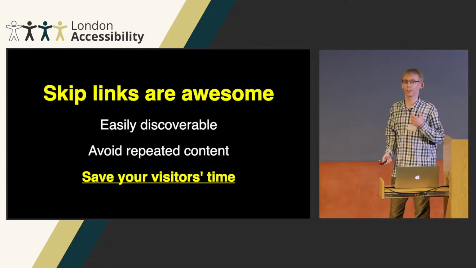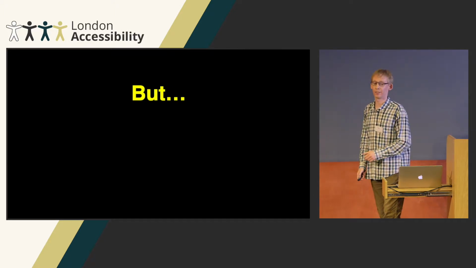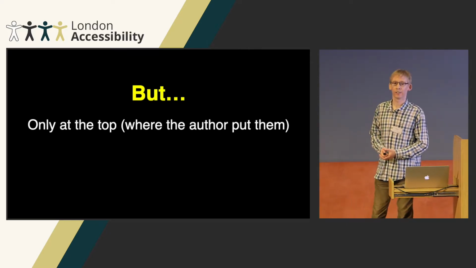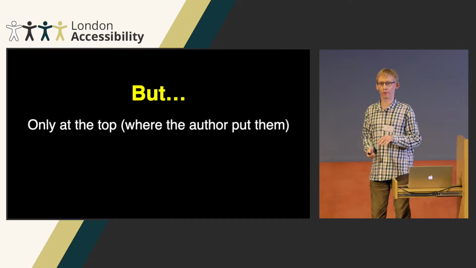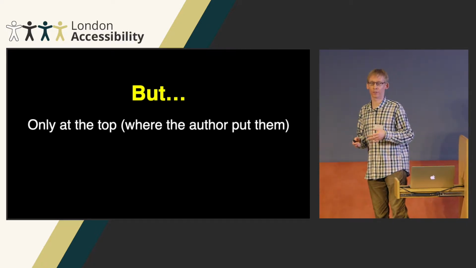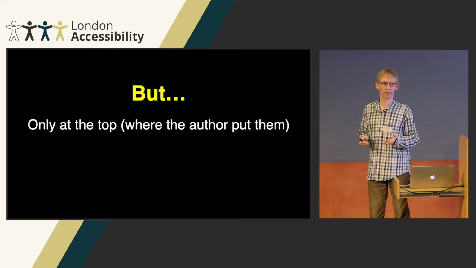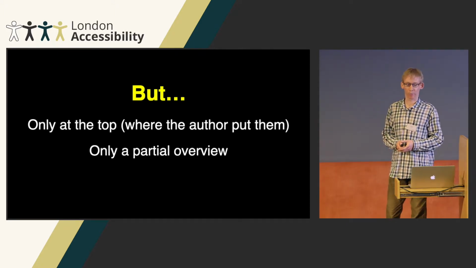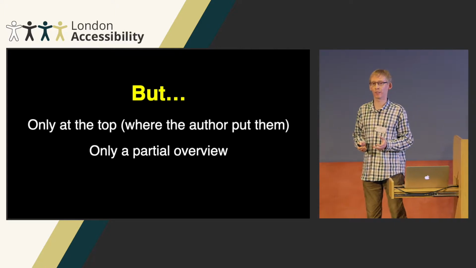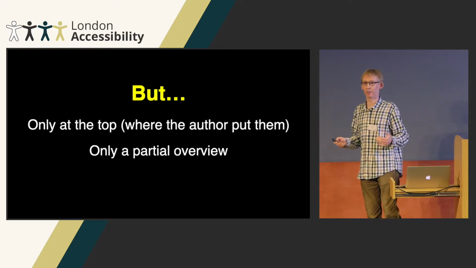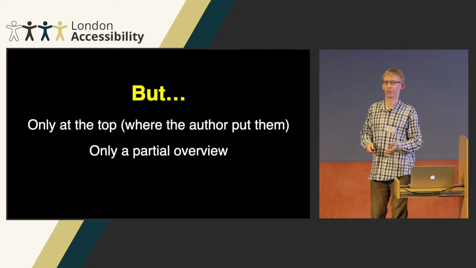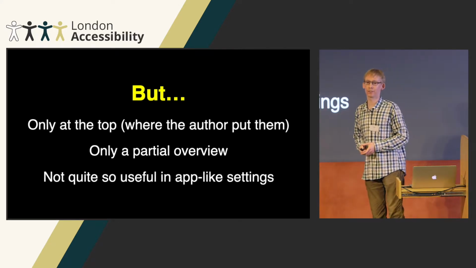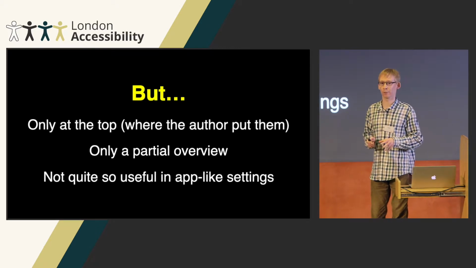So, skip links are awesome, but they do have some disadvantages or potential traps. One of them is that they only appear where the author has put them. So usually they're at the top because you start off at the top, and that's the most likely place you'll be when you want to skip over something repetitive, but you might be somewhere else on the page. They only go to the places where the authors have provided them for. So it might say skip to content, but if you wanted to skip to something else, you might be stuck. And also in complex app-like settings, they might not be so useful.